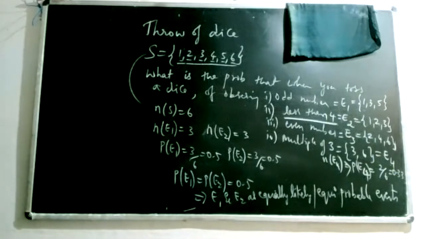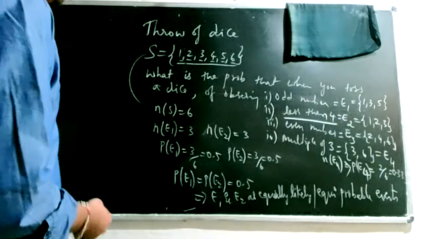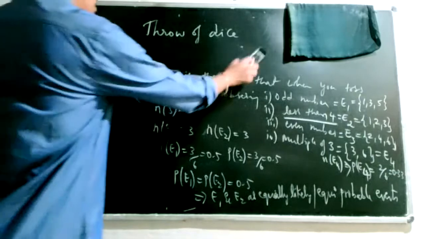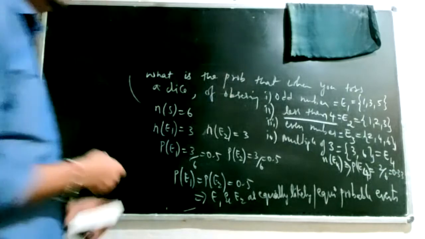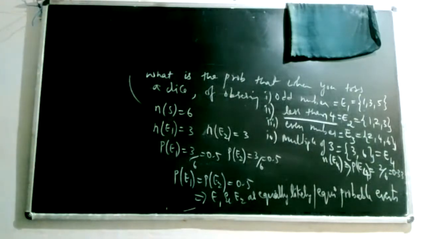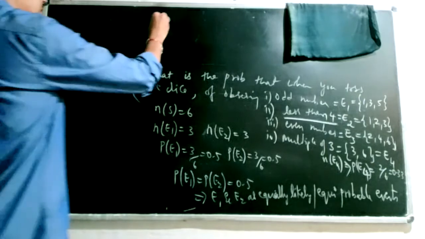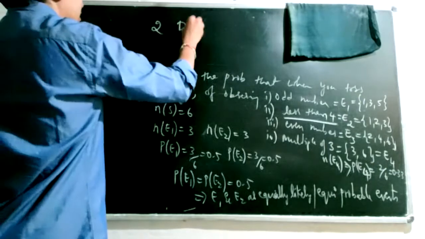So this could be one of the problems in the examination, and the most likely question, as said, will be on tossing 2 coins or 3 coins and then throwing 2 dice together.